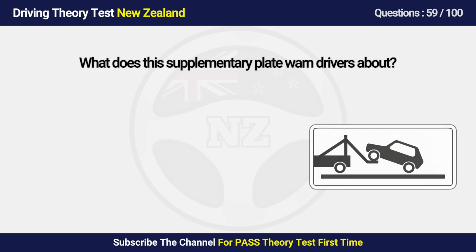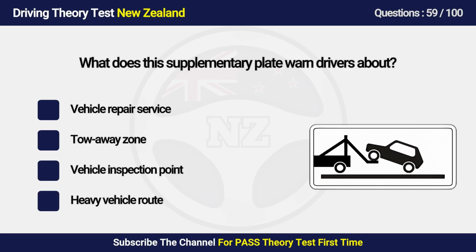Question 59. What does this supplementary plate warn drivers about? A. Vehicle repair service, B. Zone, C. Vehicle inspection point, D. Heavy vehicle route.